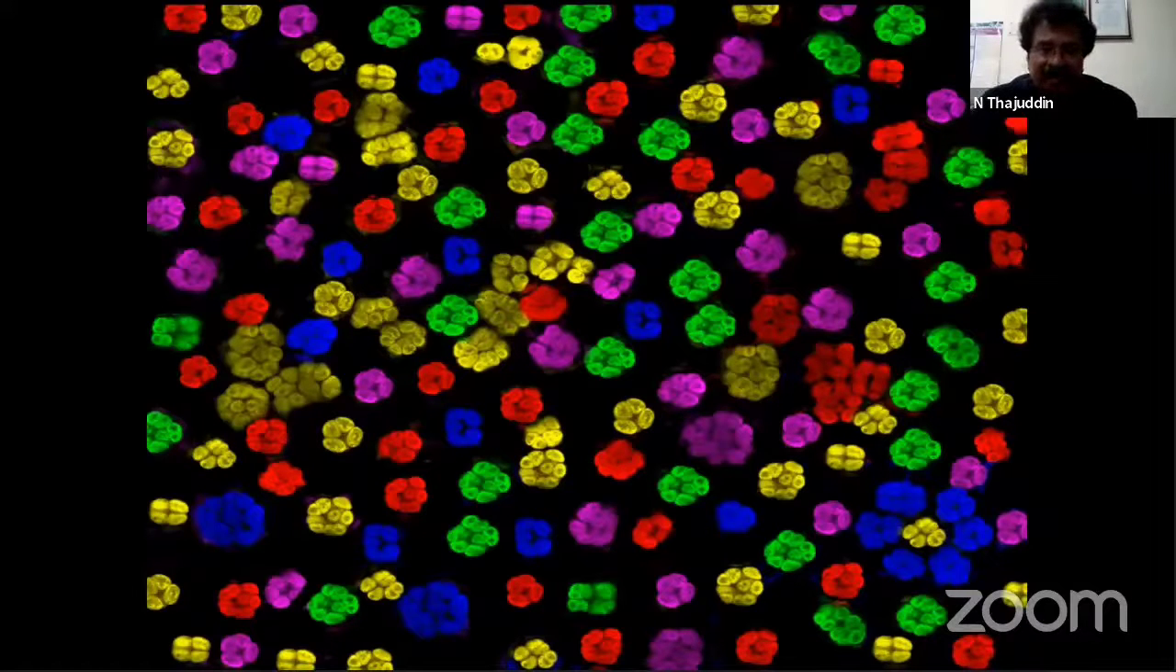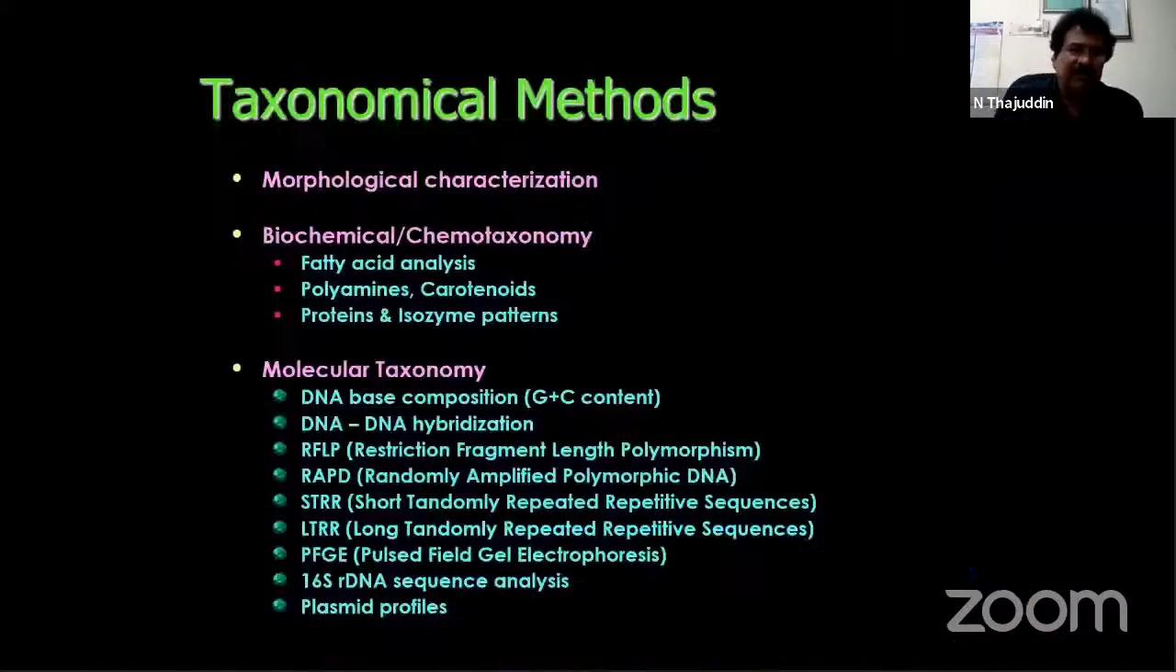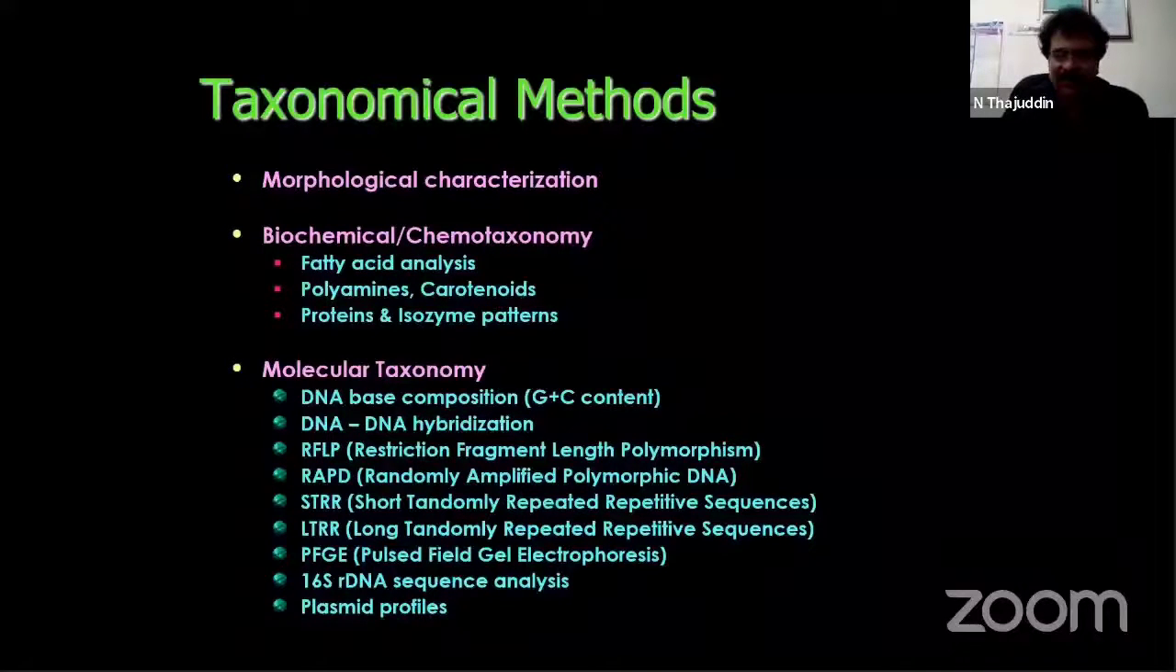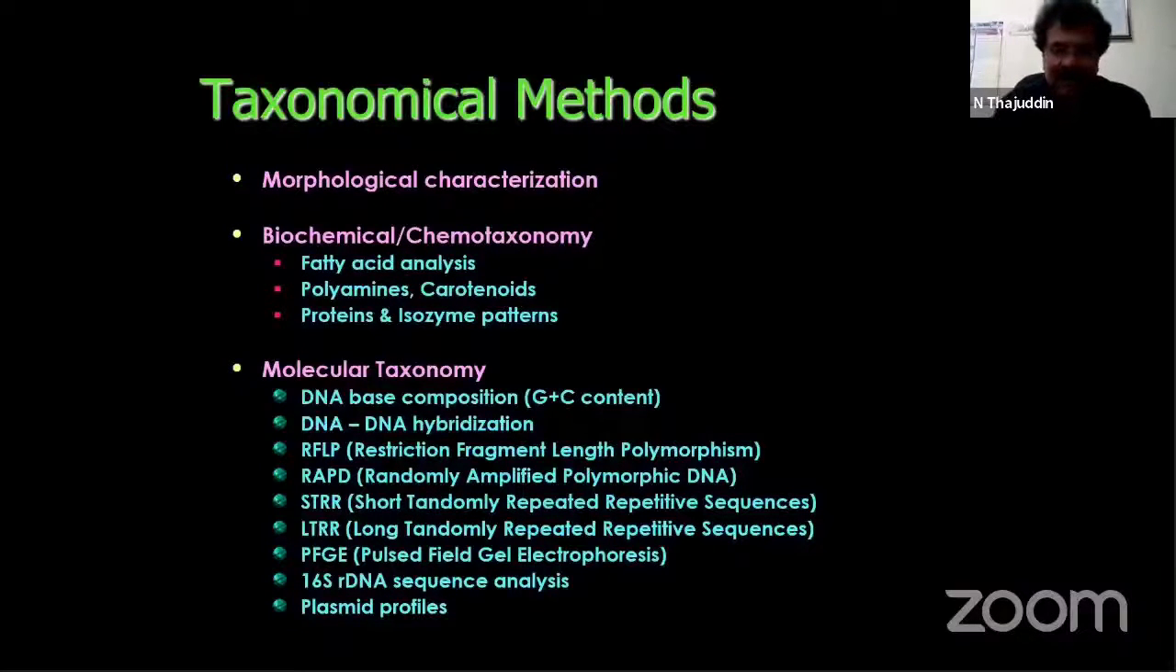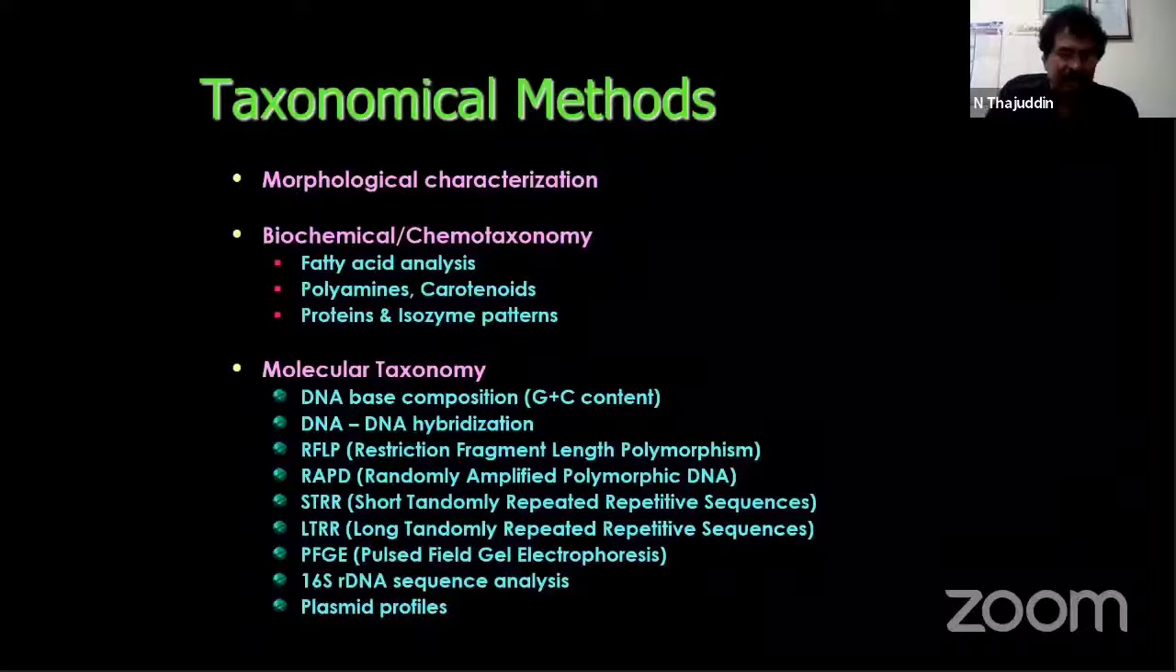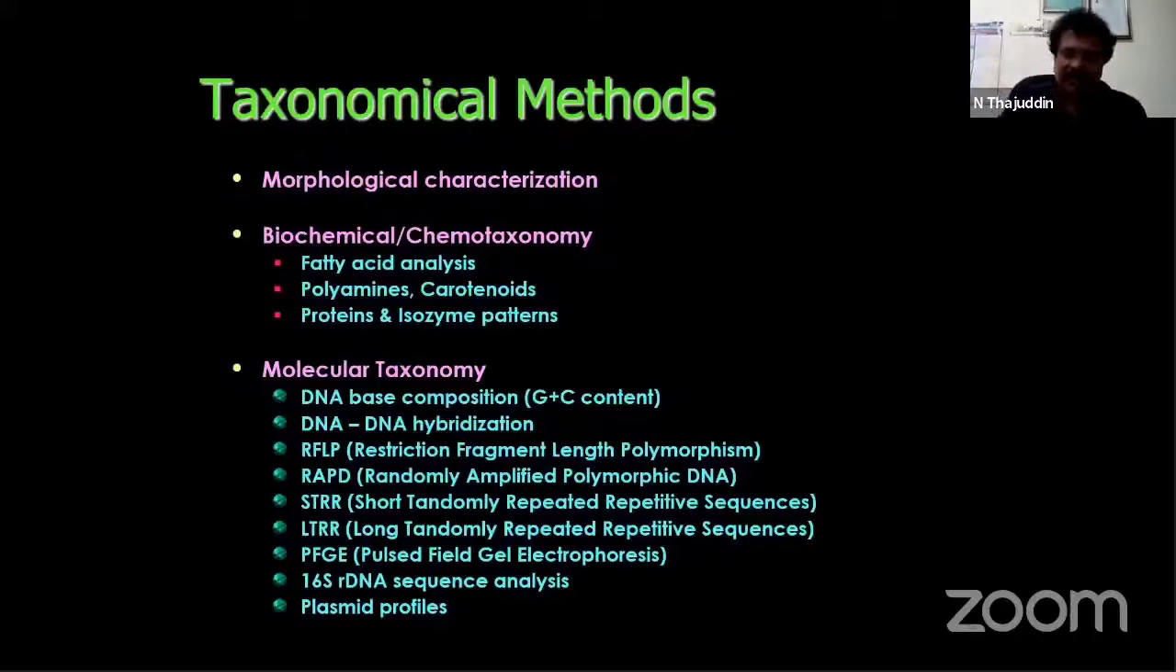And coming to the taxonomical methods, now I'm going to talk about molecular level taxonomy. Basically, morphological characterization, morphological taxonomy, is very, very important because it is the base for all taxonomic methods. So without morphology, it is really meaningless to go for biochemical and molecular taxonomy. First, we have to see the structure of the organism. It is helpful from the biotechnological angle.